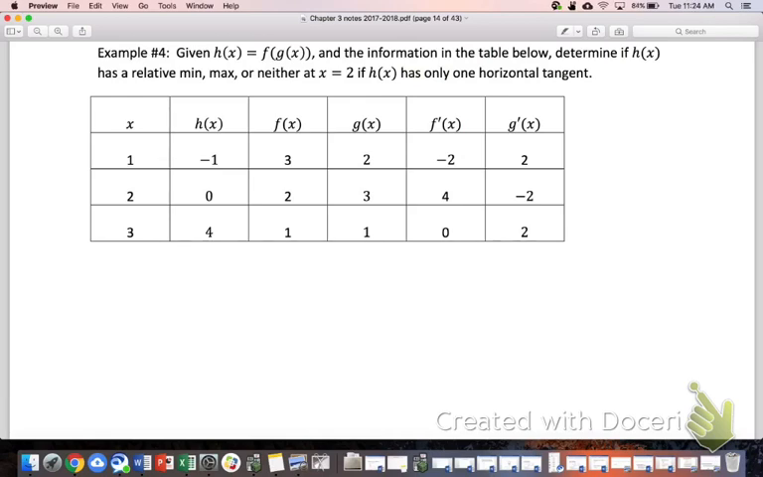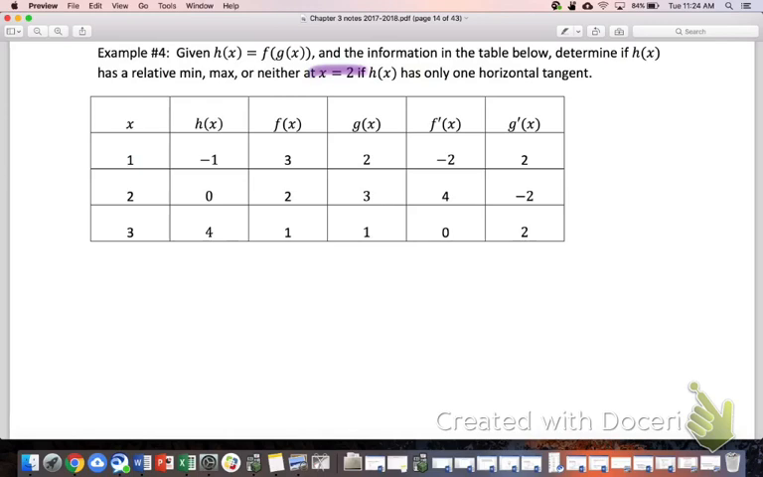Okay, hey guys, please hear the logic in this. We're asked about what's happening at x equals 2. Do we have a relative min, max, or neither at x equals 2? So for this to even be a possibility, doesn't x equals 2 have to be a critical number for h? So we need to confirm that.